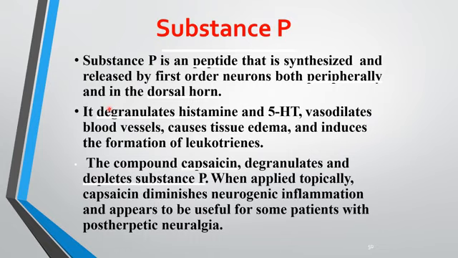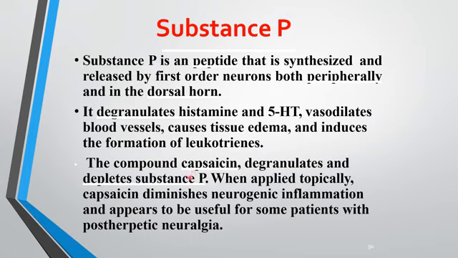So what is this substance P? It is a peptide that is synthesized and released by the first order neurons or primary afferent neurons, both peripherally and in the dorsal horn. It degranulates histamine and serotonin, vasodilates the blood vessels, causes tissue edema, and induces the formation of leukotrienes. So these are the actions of substance P.